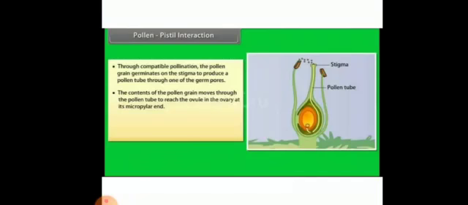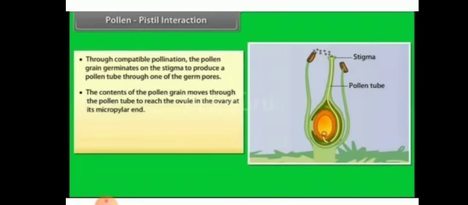In the pollen pistil interaction, through compatible pollination, the pollen grain germinates on the stigma to produce a pollen tube through one of the germ pores. The content of the pollen grain moves through the pollen tube to reach the ovule in the ovary at its micropylar end. This is the pollen pistil interaction.